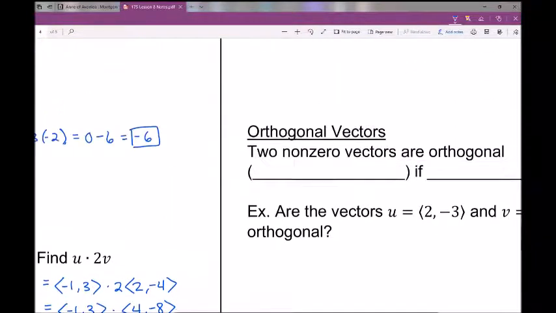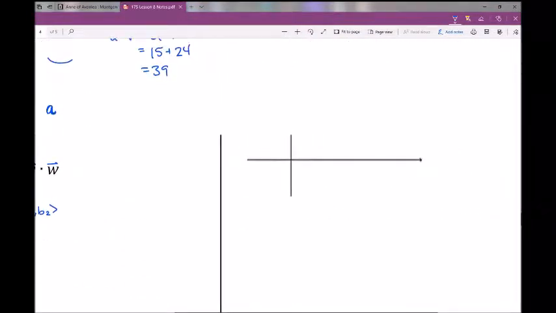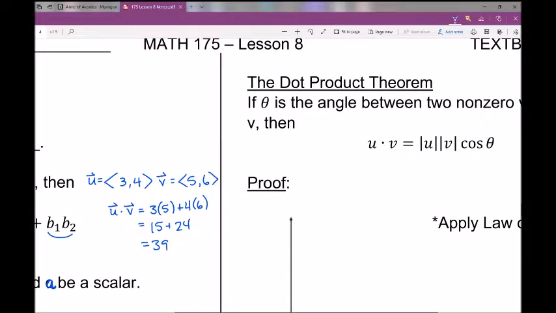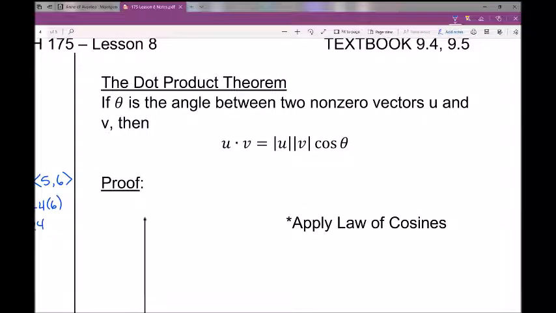so now we come to what is called the dot product theorem. Okay, so now we're looking at the angle between two non-zero vectors u and v. So if theta is the angle between two vectors u and v, then we can say that the dot product of u and v is equal to their magnitudes multiplied together times the cosine of the angle between them. Okay, so that might seem a little strange, but let's try to show that this is true.